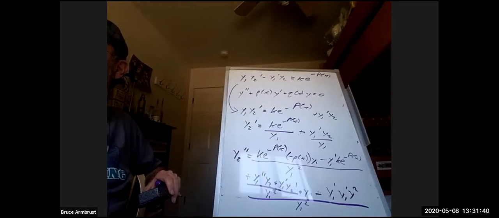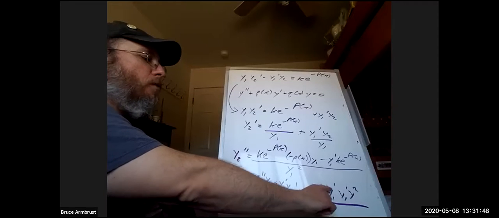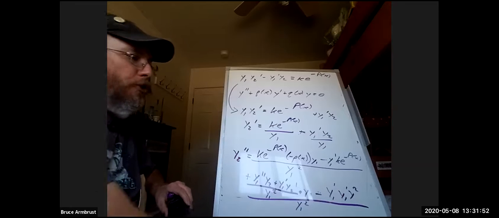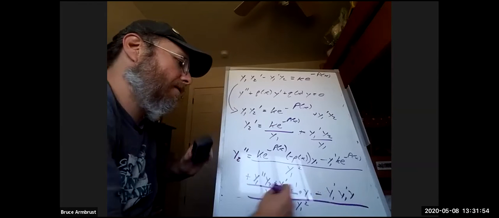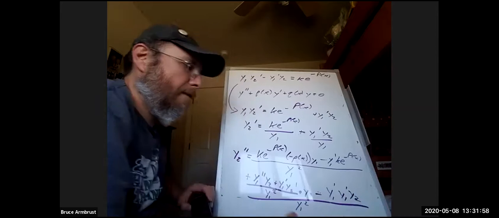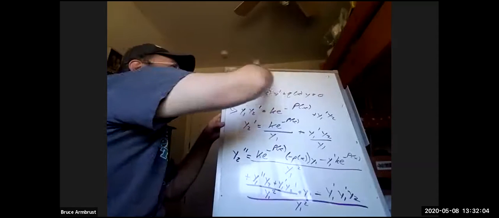What's the second part of that numerator? I'm sorry, Trey, say that again. The second part of the numerator after the minus sign. What is that? y1 prime times y1 prime y2, okay, not y squared. Thanks for catching my mistake. You're welcome.